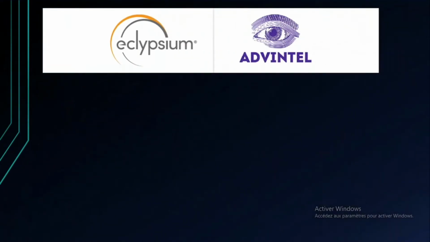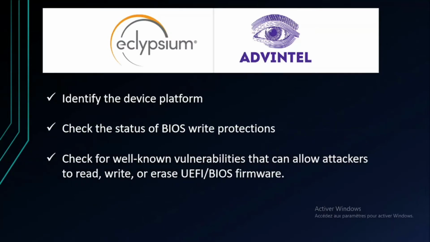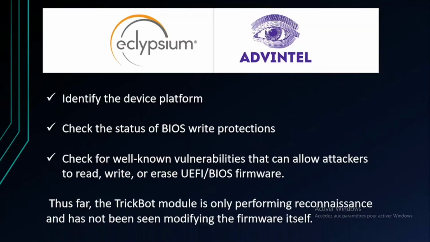Collaborative research between Advanced Intelligence and Eclypsium has discovered new TrickBot functionality capable of probing the BIOS firmware for nearly all Intel-based systems since 2014. The new functionality, which they have dubbed TrickBoot, leverages readily available tools to enable the following reconnaissance actions: identify the device platform, check the status of BIOS write protection, and check for well-known vulnerabilities that can allow attackers to read, write, or erase BIOS firmware. Thus far, the TrickBoot module is only performing reconnaissance and has not been seen modifying the firmware itself.